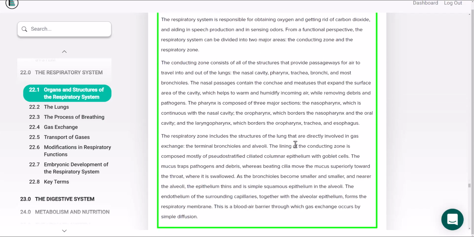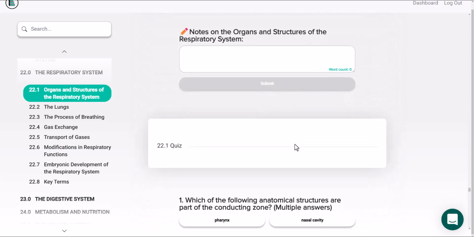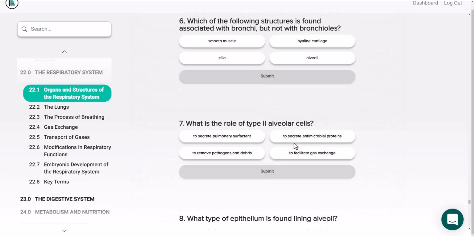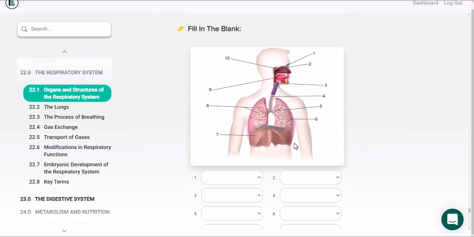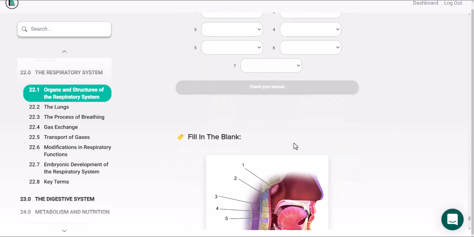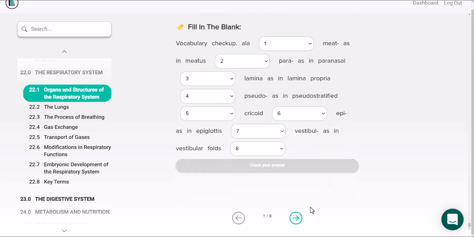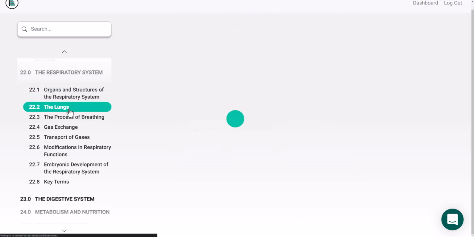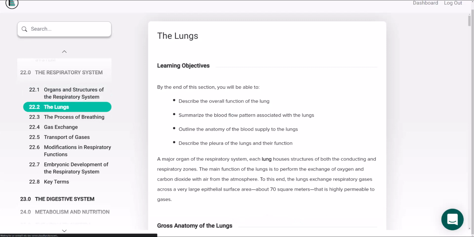So that brings us to the end of 22.1. Make sure you do answer all the questions, including the vocab at the end, and label up on these activities. And let's now head on over to 22.2 on the lungs.